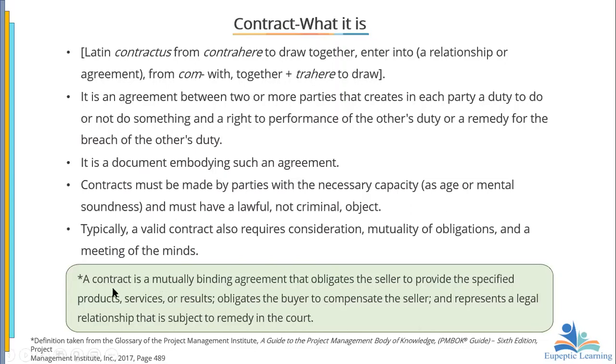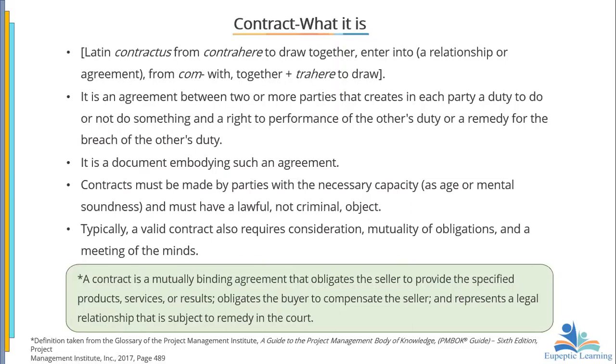Good, good. A contract is a mutually binding agreement that obligates the seller to provide the specified product, service, or result. It obligates the buyer to compensate the seller and represents a legal relationship that is subject to remedy in the court. So here you see in PMI, there are two key terms that we use as far as contracts are concerned. We talk about the seller and then the buyer.